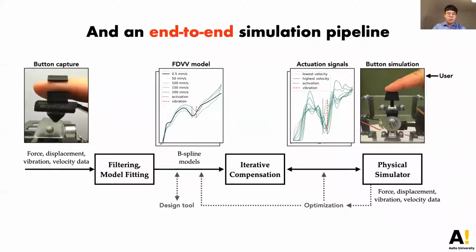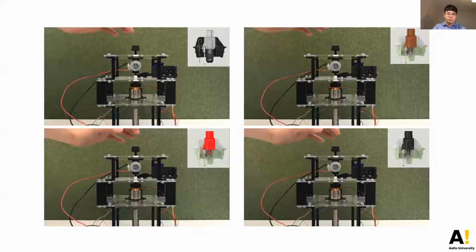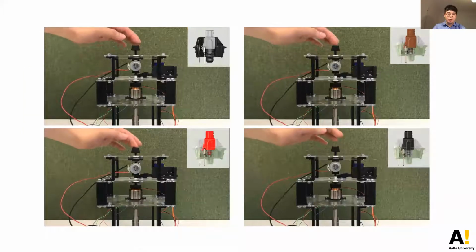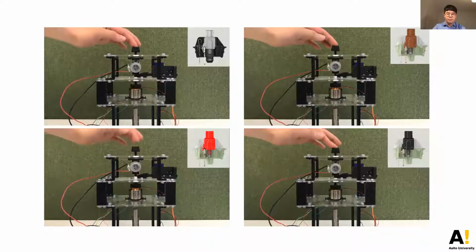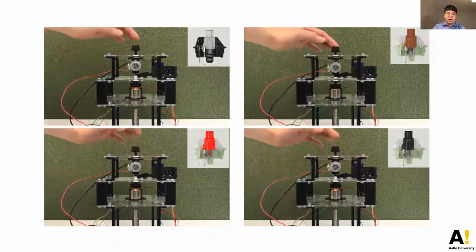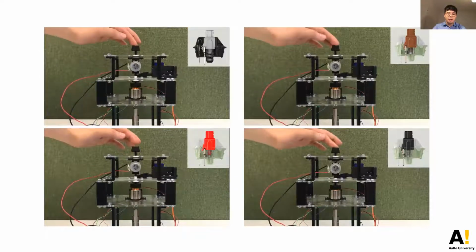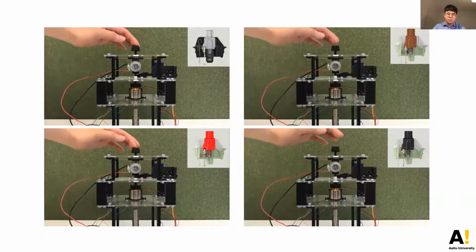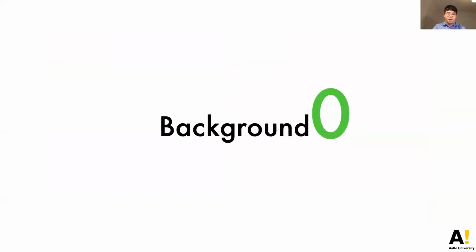Surrounding the model, we implemented an end-to-end simulation pipeline, which means from capturing the tactility of buttons and model fitting to controlling and physical simulation on a prototype. And the final result shows simulation based on our new model achieved higher realism. Also, many interesting applications are allowed, such as optimization, real-time button editing, and button innovation. Above is the core concept. Now, let's begin with the background.